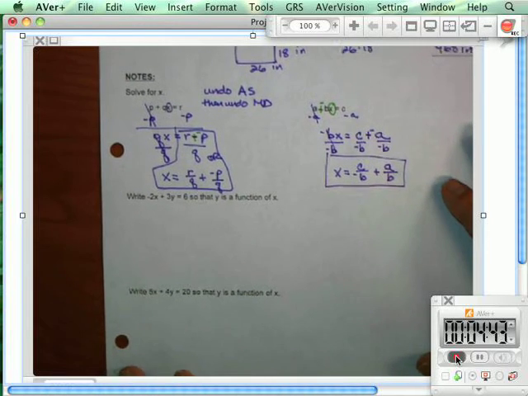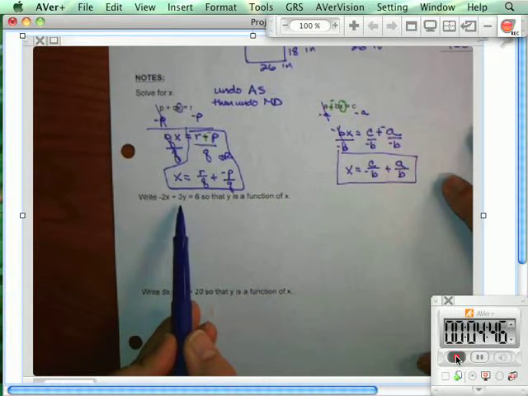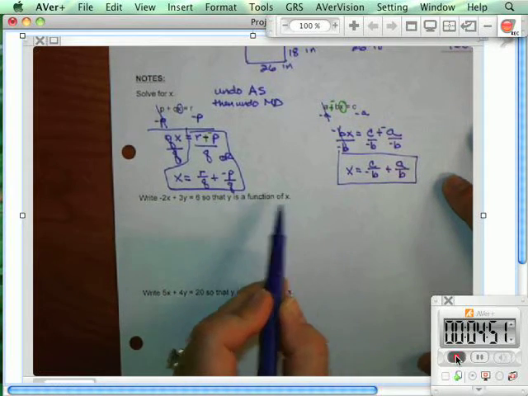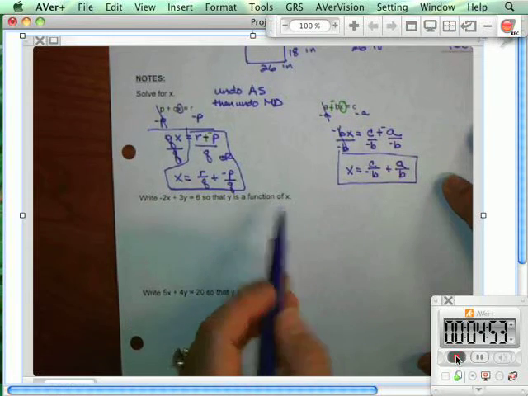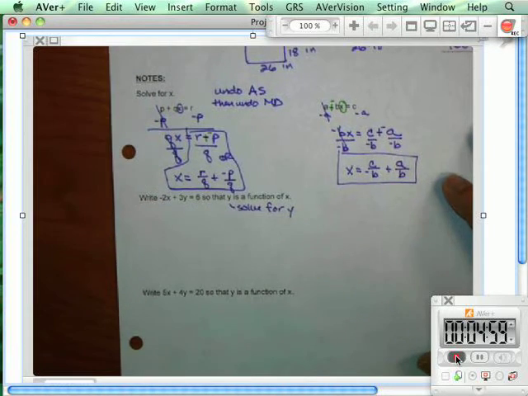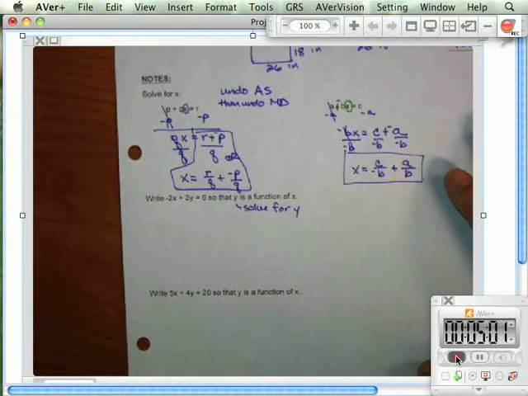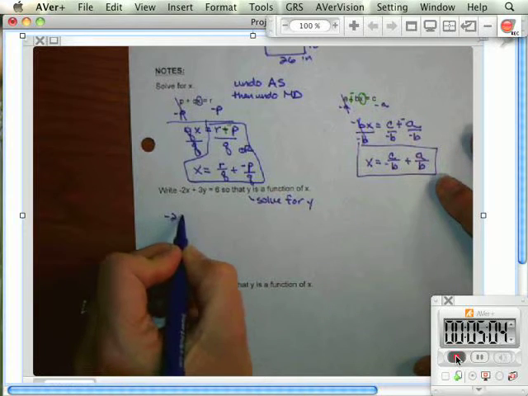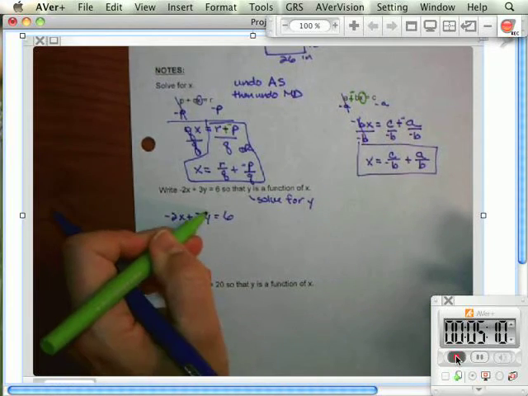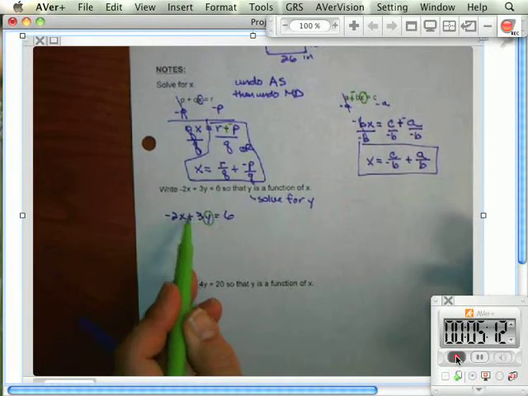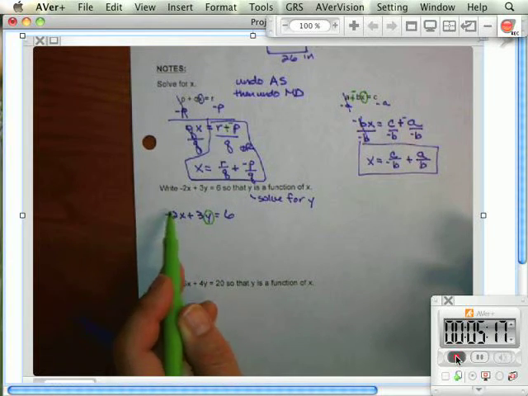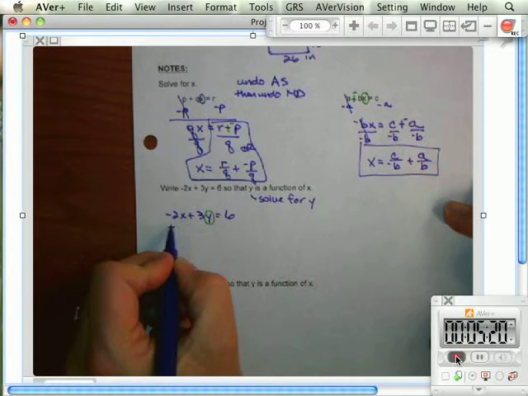All right. Write negative 2x plus 3y equals 6 so that y is a function of x. Y is the output, x is the input. So we have to solve for y. We want to know the output. So I'm going to rewrite this down here. You don't start with that. You want y by itself. It's being multiplied by 3, and it has this stuff being added to it. We got to undo addition first. So we got to get rid of this whole chunk by adding 2x to both sides.